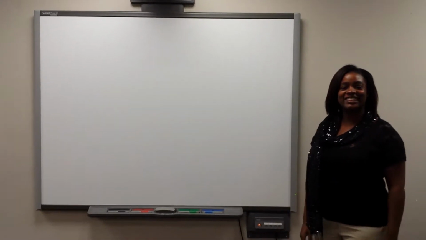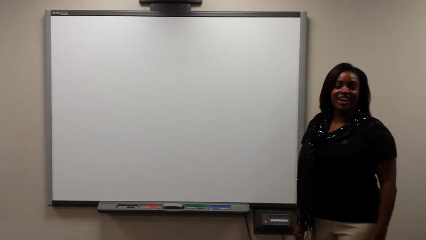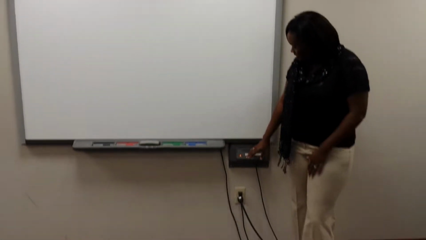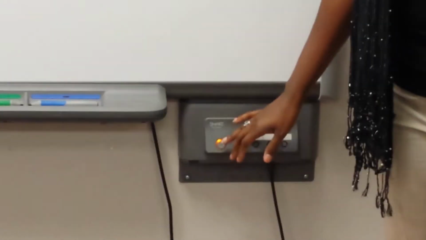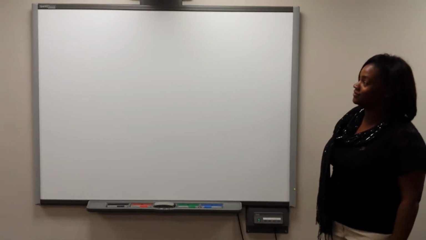I'm a student in EDM 310 and today I'm going to show you how to use a smartboard. First, we just want to start with how to turn it on. You want to look down here, you're going to see a little orange power button. You want to press it and it should turn green, and in just a moment the board should come on.